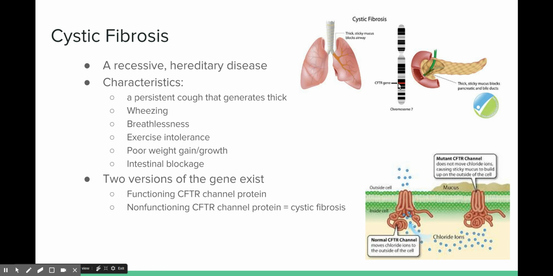The CFTR gene, scientists have determined that it's located on chromosome number 7. So it's not on chromosome number 1. It's not on chromosome number 16. It is on the leg portion of chromosome number 7, right there, highlighted in red.